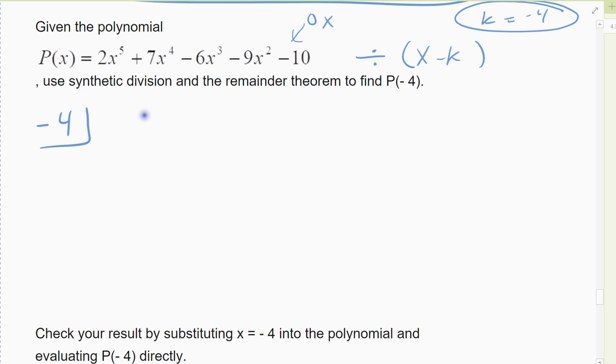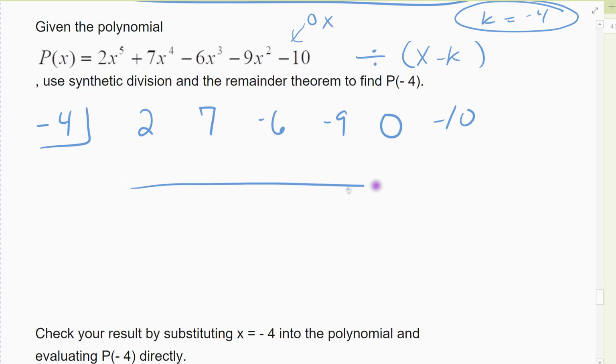And again, remember my placeholder: 2, 7, 2, 7, negative 6, negative 9, 0. Don't forget that 0. Which again, this is what we're looking for. We want that remainder. All right, drop my 2.